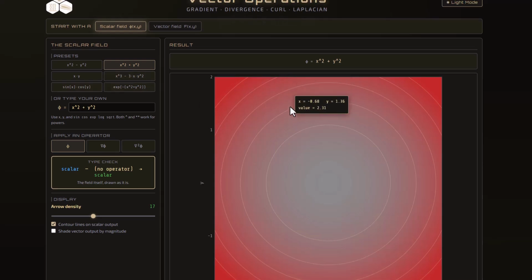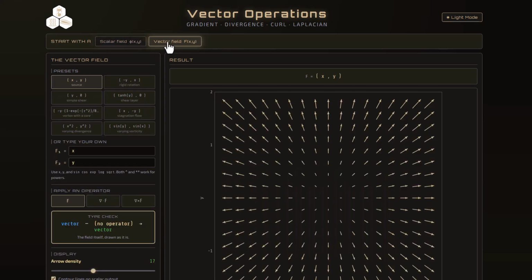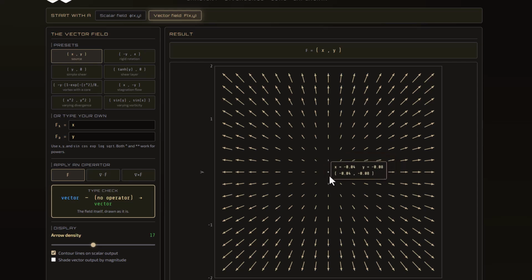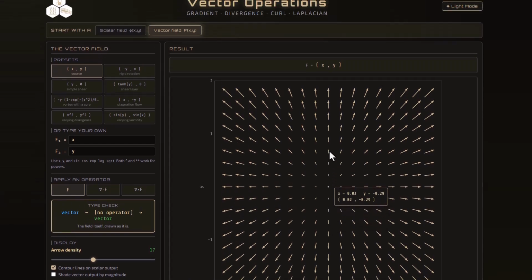Okay, we're back in our vector operations tool. Now we're going to feed our del operator a vector field. Let's just first take a look at our vector field here. Our x component is equal to x. So as we go farther in positive x direction, our x component is growing. I can see that by the size of the arrows. And if I go left, my x component is now negative x, and it grows in magnitude. Same thing in y. Okay, so that's our vector field we're going to start with.